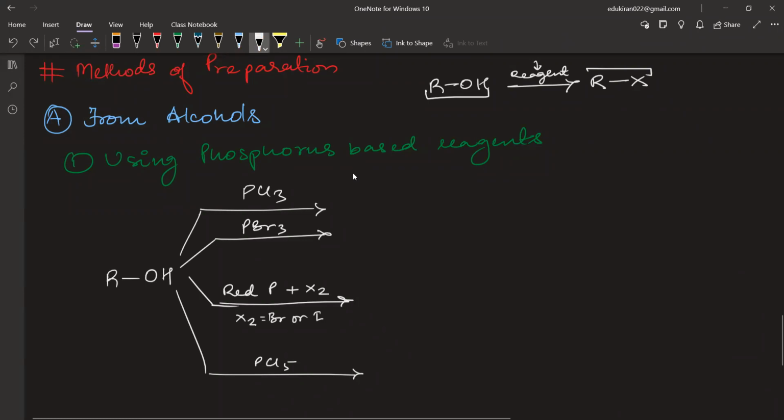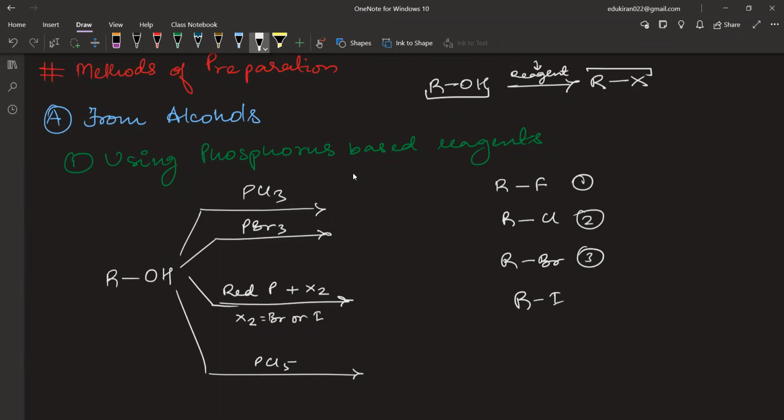Choose any. What product will be formed? Will it be RF? Will it be RCl? Will it be RBr? Or will it be RI? Now tell me, how many of you can guess what the product will be? See, now everyone is raising hand because you have a bias towards one answer, right? You all know that there is only one.